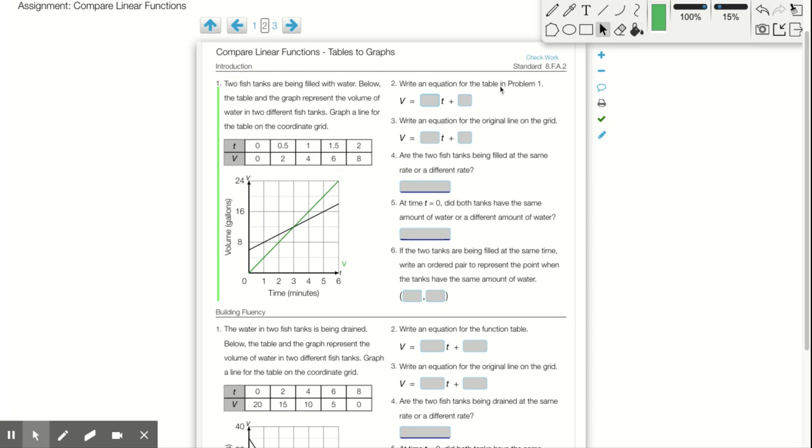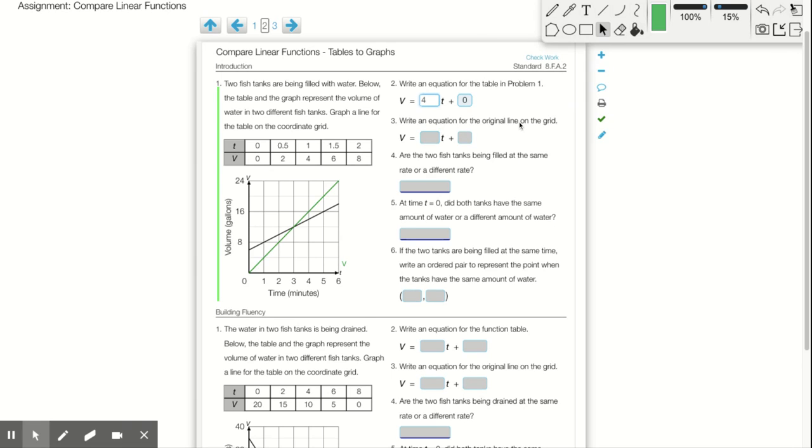Write an equation for the table in problem 1. So for this table, at t is 0, the volume of water is 0. So we didn't start with any water in the tank. That's the y-intercept. But the rate, to go from 1 to 4, what do we multiply 1 by to get 4? We multiply by 4. That's the slope of this line.